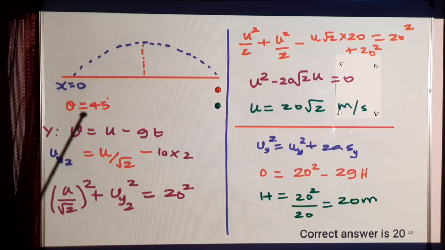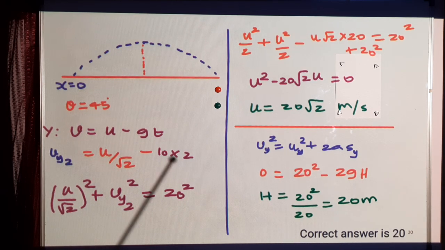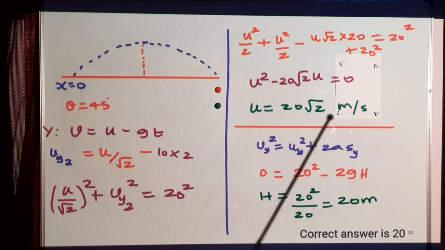So the projectile is projected at an angle of 45 degrees. The y component of the velocity will keep on decreasing as u minus gt. At the end of 2 seconds it will be u sin 45, which is u by root 2, minus g times 2, that is 10 into 2. So at the end of 2 seconds, the total velocity will be the x component, u by root 2, squared plus the y component vy squared, equal to 20 squared. From this I get u as 20 root 2.